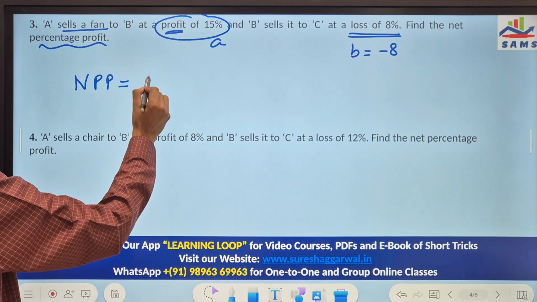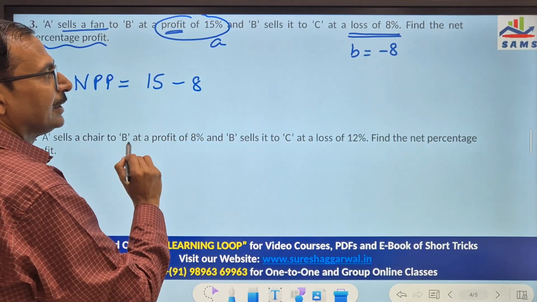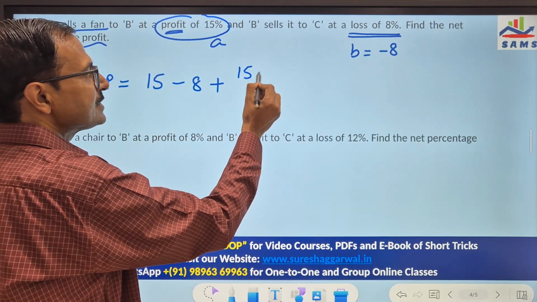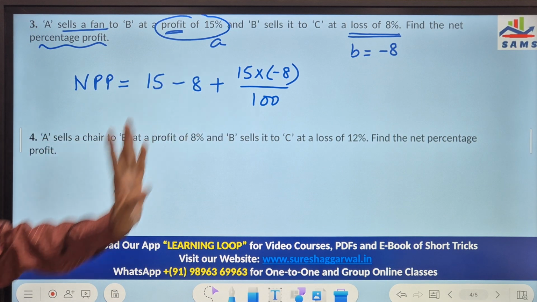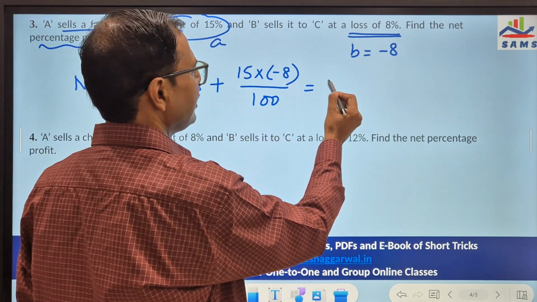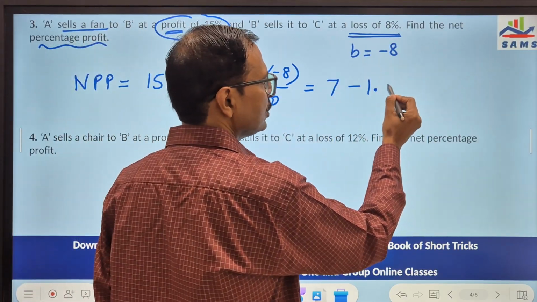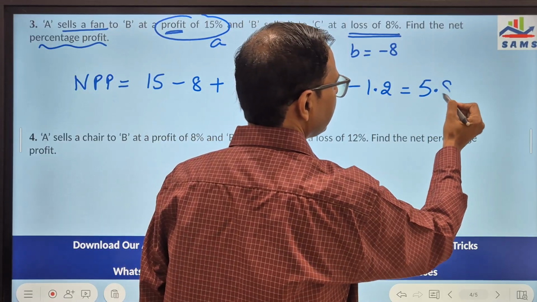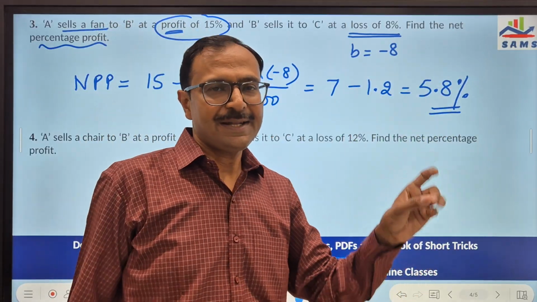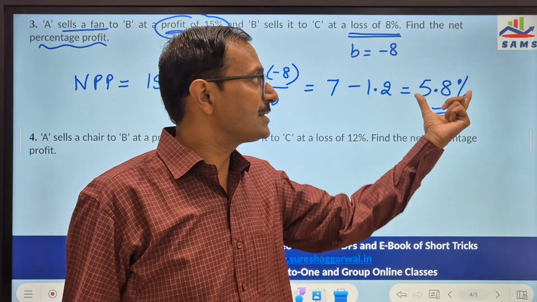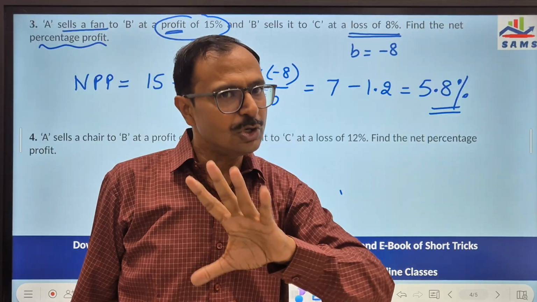Profit of 15%, so A is 15. Loss of 8%, so B is negative 8. So negative 8 and then plus 15 times negative 8 upon 100. See, I have just taken B as negative. So 15 minus 8 is 7, and then minus 15 8s are 120 divided by 100 is 1.2, and you get 5.8% profit. See, my net answer, the final answer is positive, and therefore it is net percentage profit. Sometimes this will come out to be negative, so you need to understand that there is net percentage loss.